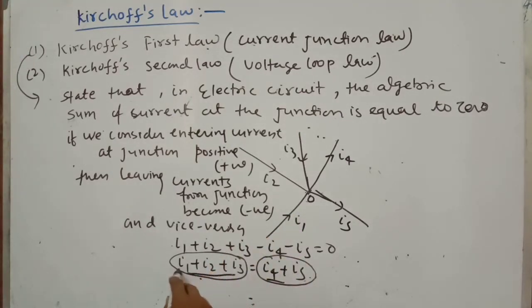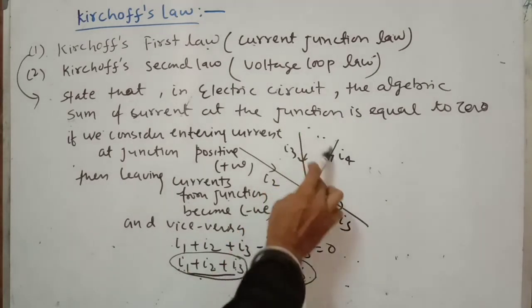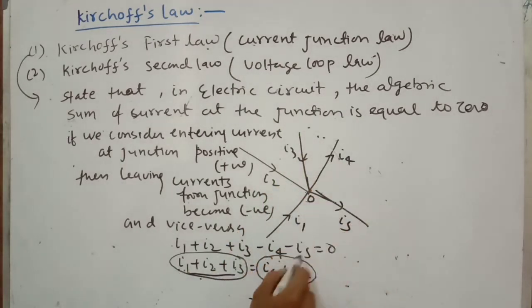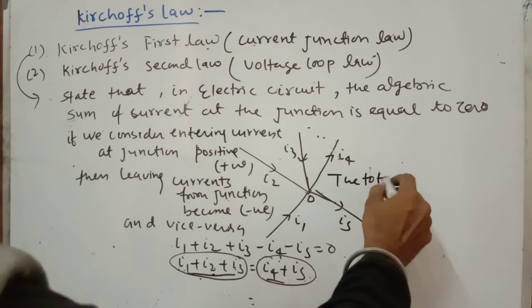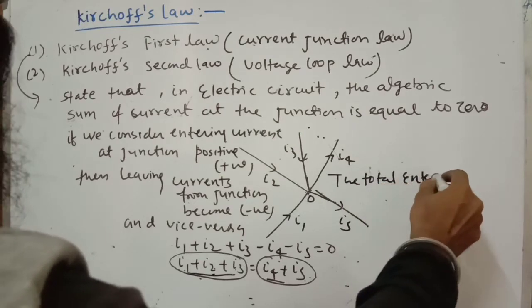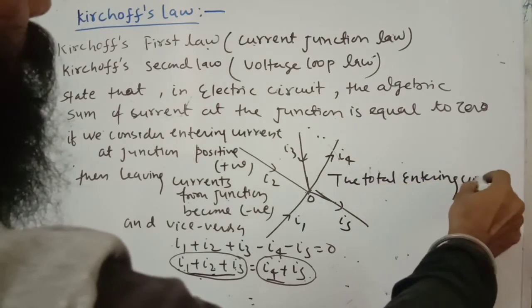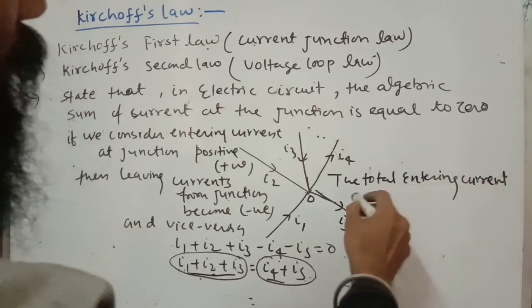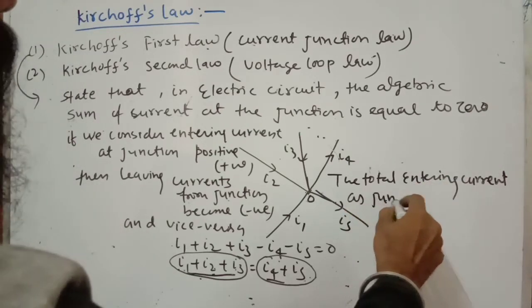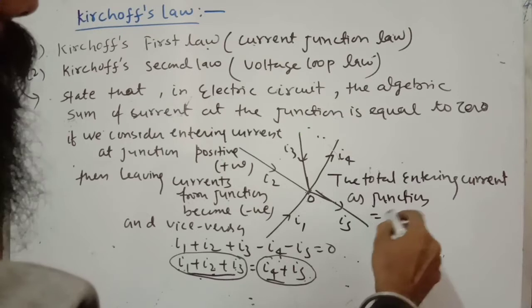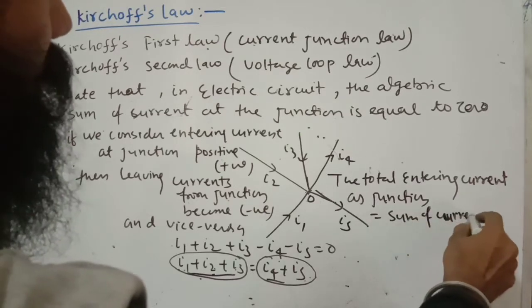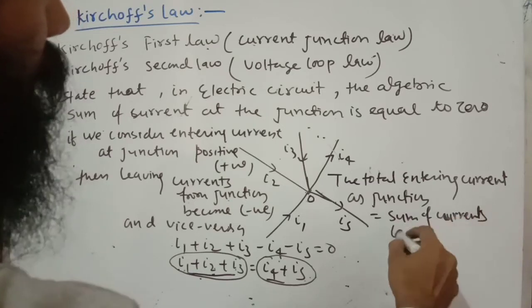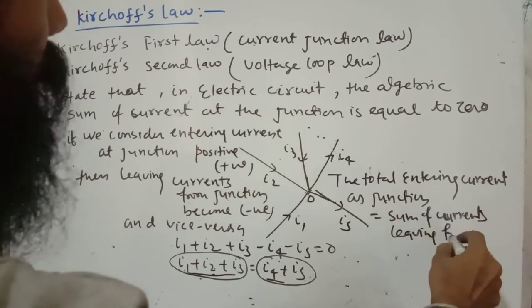Yes or no? Because here I1, I2, I3 are entering at the junction and I4, I5 are leaving from the junction. So from here you can write: the total entering current at the junction is equal to the sum of currents leaving from the junction.